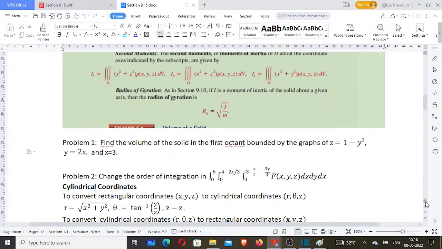Next problem is change the order of integration in integral 0 to 6, 0 to 4 minus 2x by 3, 0 to 3 minus x by 2, 3y by 4, f of x, y, z, dz, dy, dx. അപ്പോൾ നമുക്ക് ഇതിൻ്റെ ഓർഡർ ഓഫ് ഇൻറ്റഗ്രേഷൻ ഡി സെഡ് ഡി വൈ ഡി എക്സ് എന്നുള്ളത് മാറ്റി ചെയ്യാം. അപ്പോൾ ആദ്യം നമ്മൾ ഫോർ ദ ഫസ്റ്റ് വി ഹാവ് ടു ഫൈൻഡ് ദ സോളിഡ്സ് എക്സ്പ്രഷൻ.